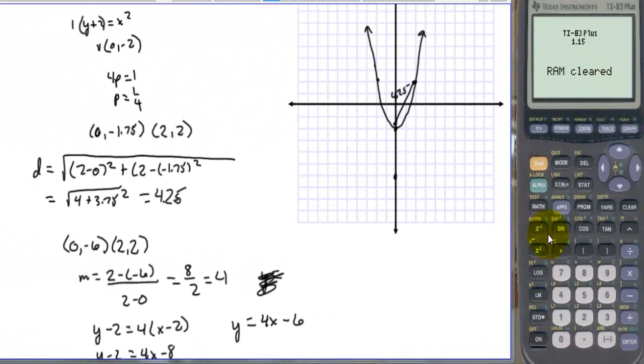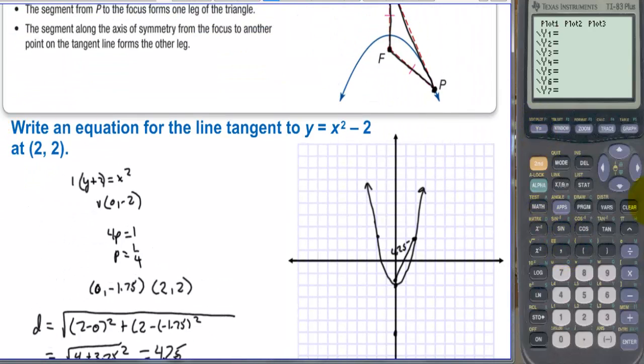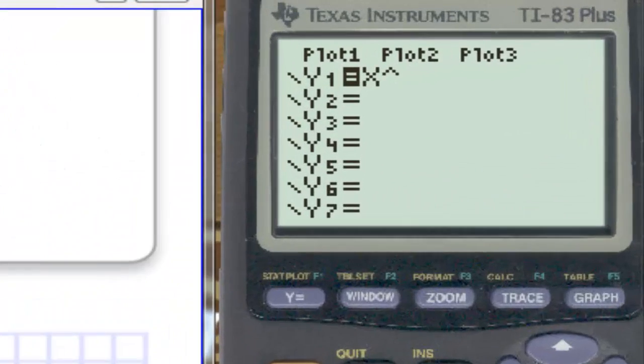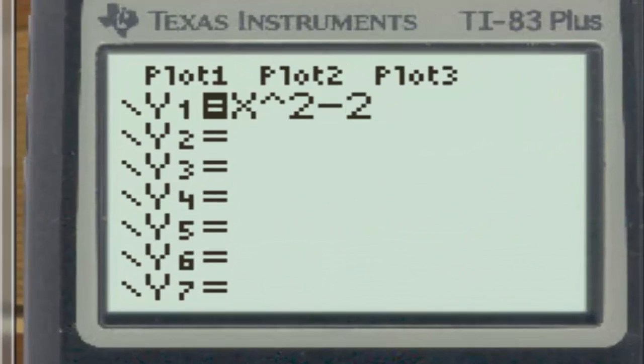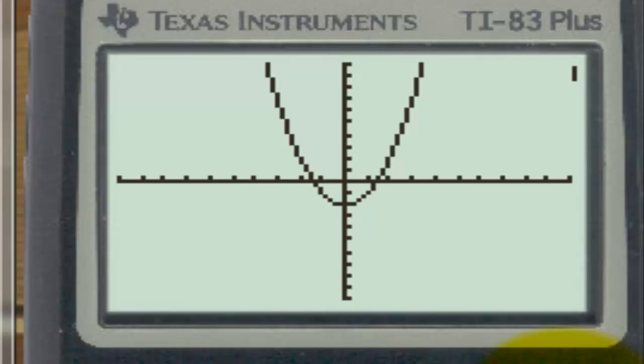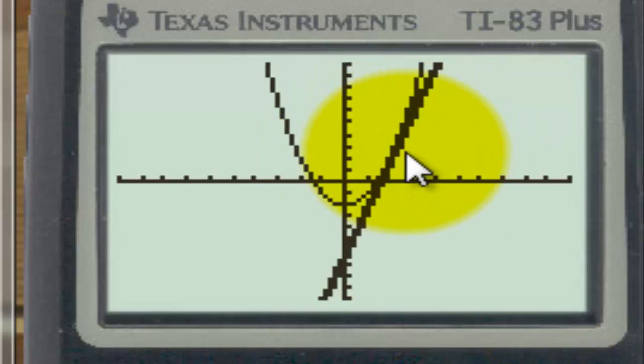Let's show on the calculator that this is actually working. Let's go back up to the equation x squared minus 2, and let's make this one a little darker. This is going to be the tangent line, and we found out that's the line 4x minus 6. Let's graph both of these on the standard window. There's the parabola, and here comes a tangent line, and that tangent line touches right at (2, 2), and that's it. So it touches, and that's it.